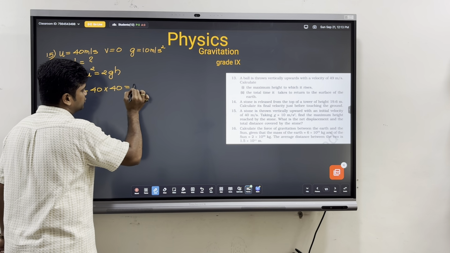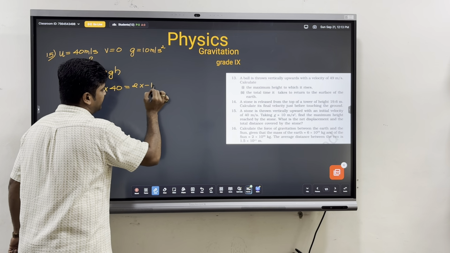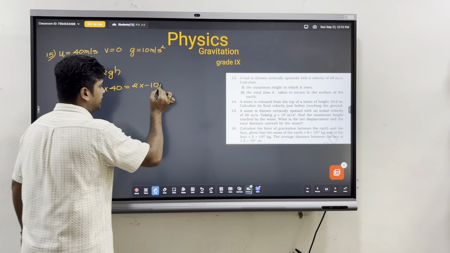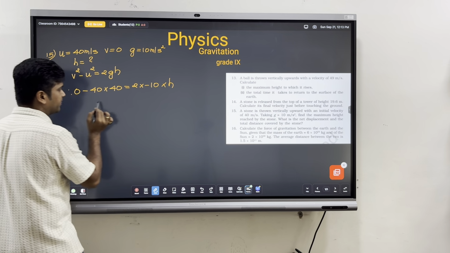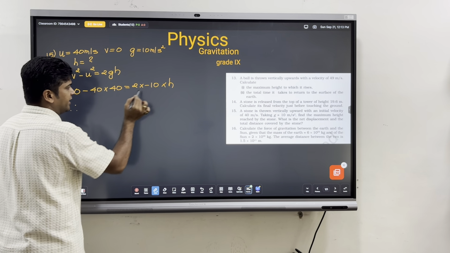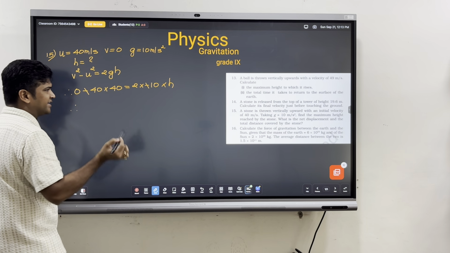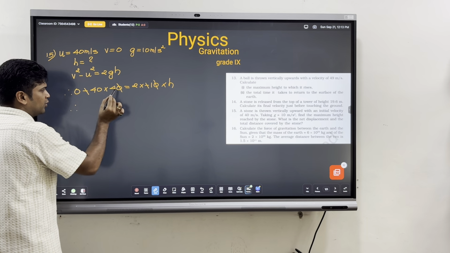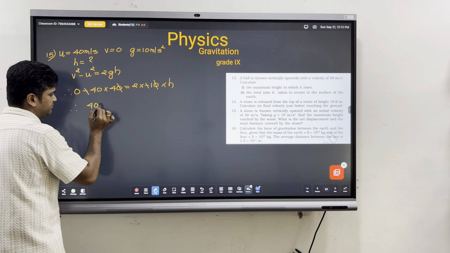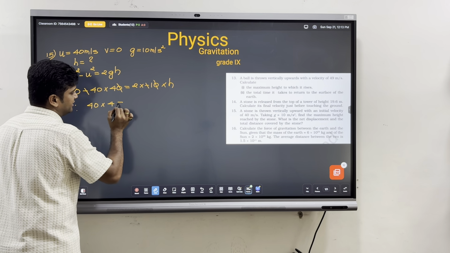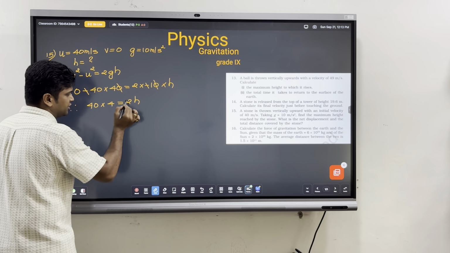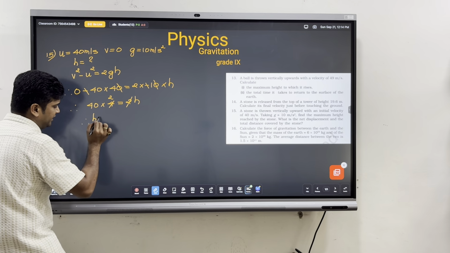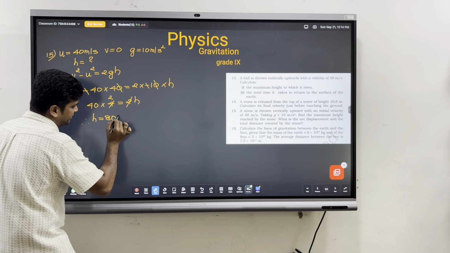Fine, beta. Now this is 2 times gravity, which is given as 10, but it's going against the gravity. So I'll take gravity as negative, multiplied by h. Okay, now I can do one thing, this minus and this minus get cancelled. Next, one of the zeros gets cancelled. So what is left here? 40 times 4, and there we have 2h. So I can just cut the 2s. So therefore height would be 80 meters.